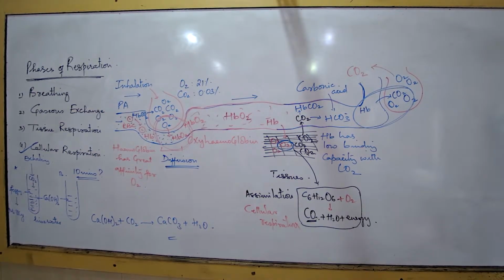Both have thin moist surfaces for gaseous exchange. But we have our lungs also with thin moist surfaces for gaseous exchange. The alveolus wall is very thin and it is moist also. That's the reason gaseous exchange is possible. Then both are poorly supplied.